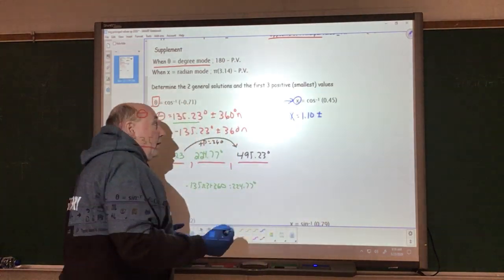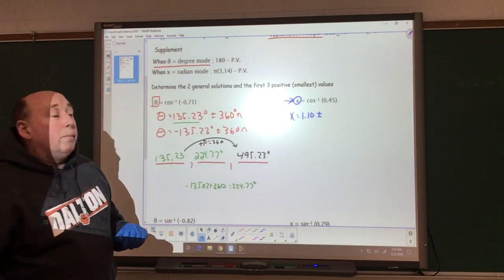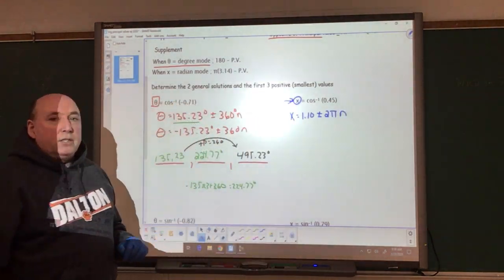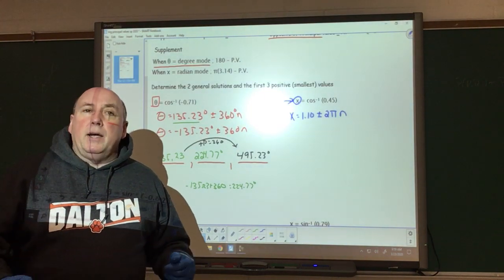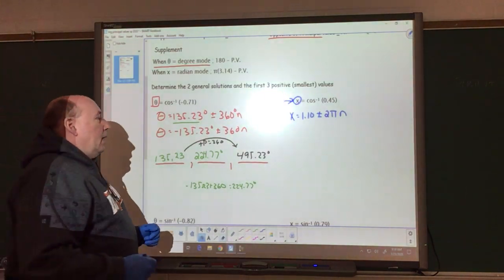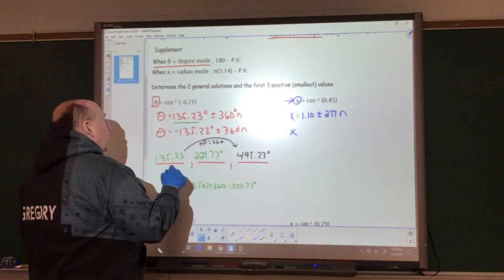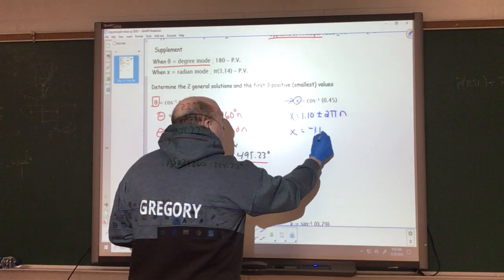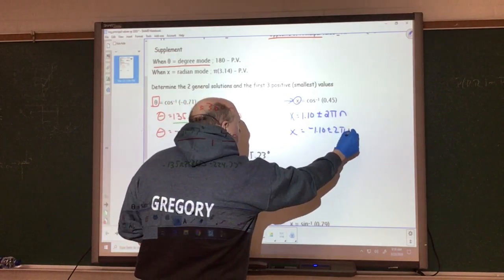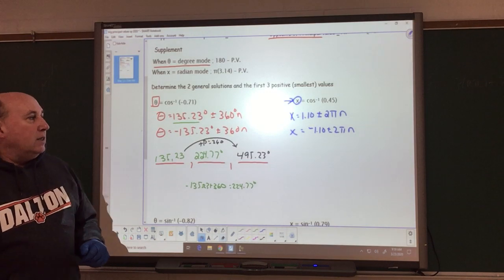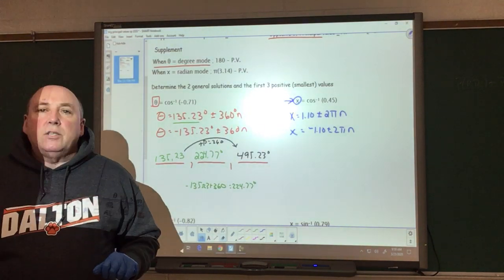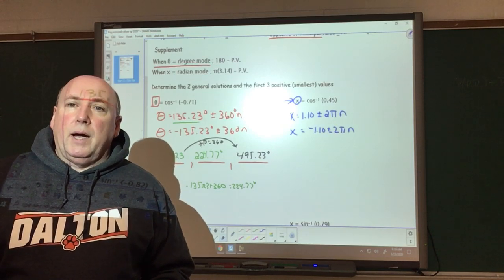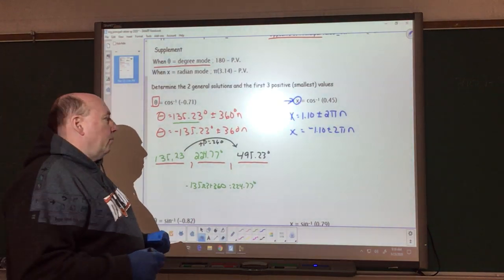Plus or minus the period n. Now, since we're in radian mode, we have to make sure we get our 2 pi in there rather than 360 degrees, because the equivalent of 2 pi is 360 degrees. And then our second value, once again, we have to do the opposite. So we have negative 1.10 plus or minus 2 pi n. Take it out to 2 decimal places because we'll use 3.14 and 6.28 with pi as approximations.